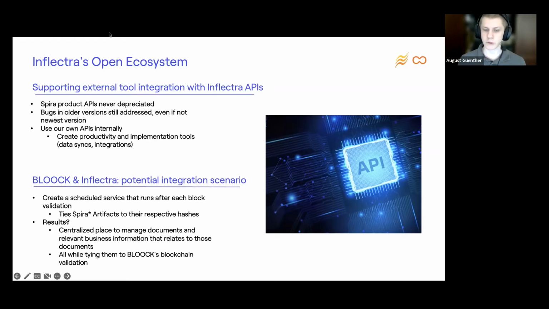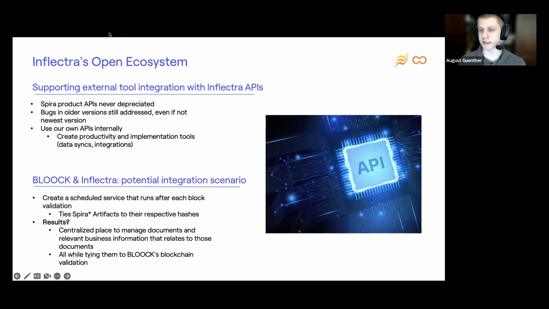And so when you can tie those things together, you end up getting both the advantages of having a centralized area for your documents to be stored, while also being able to have the validity and authenticity verification that BLOOCK service provides.